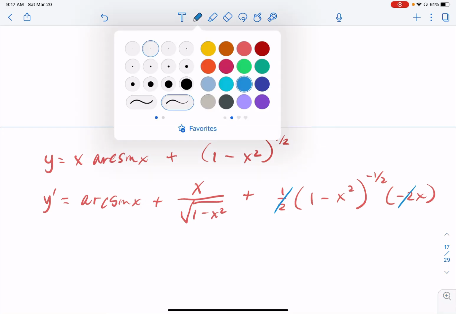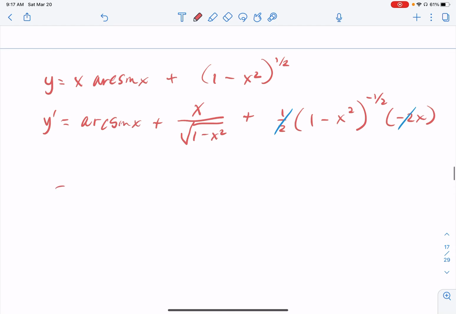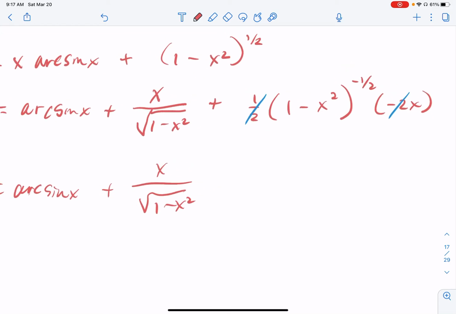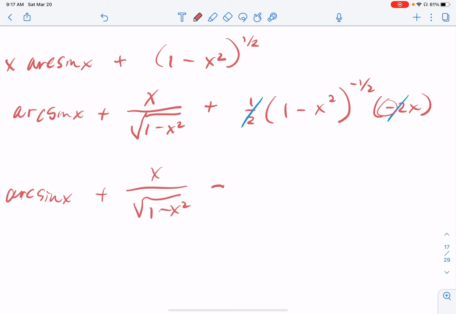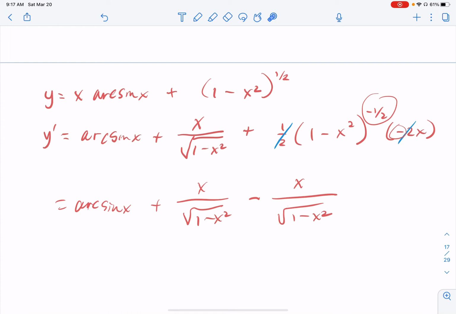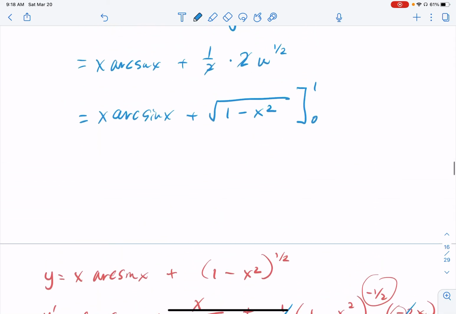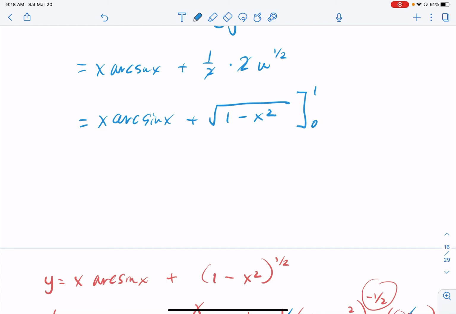Can you see where this is going? Hopefully you do. Let's bring some stuff down. Arc sine x, x over the square root of 1 minus x squared. And then this whole sign is going to be negative here because of that negative sign there. That x is going to go on top of this, with the square root in the bottom. And then those two terms cancel each other out. Matter and antimatter, and then we have our original x arc sine x. So we did it correctly. Hooray! All right, so now it's time to just plug in our 1 and our 0.